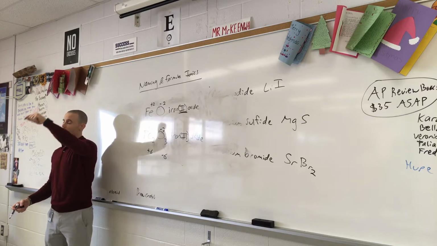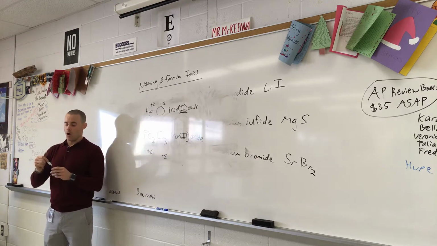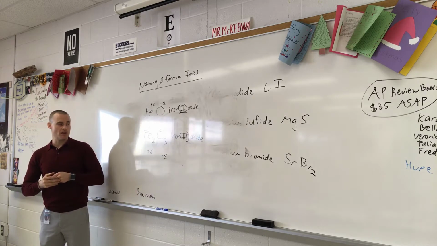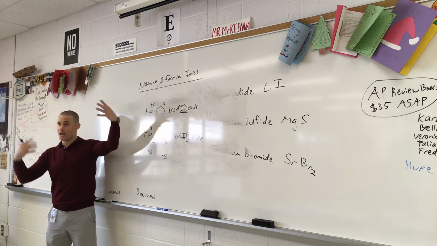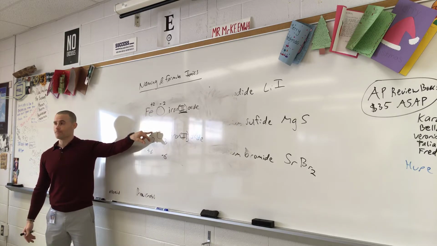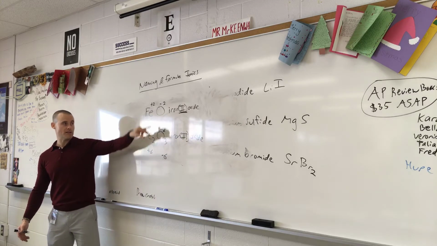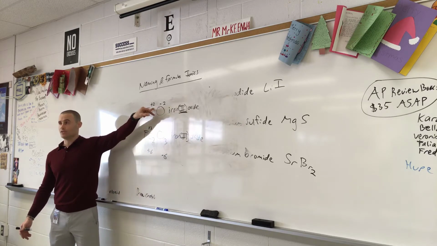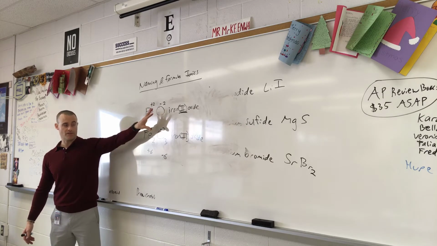If you look inside the box for iron, there's 2 options, a +2 and a +3. All the ones in the middle, transition metals, you need to use Roman numerals to tell which charge it's using. So this is called iron 3 because it's +3. This is called iron 2 because it's +2. The whole name of the game is adding up to 0. That's how we do this.